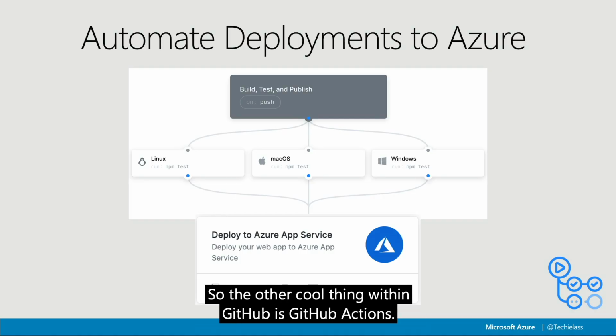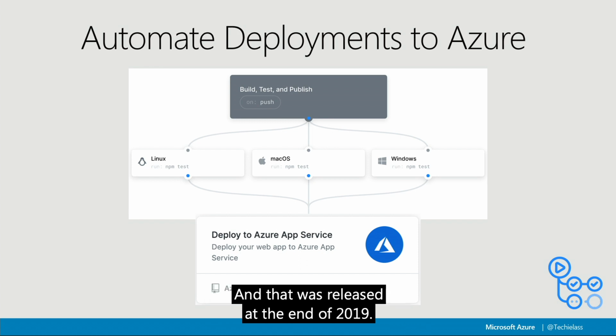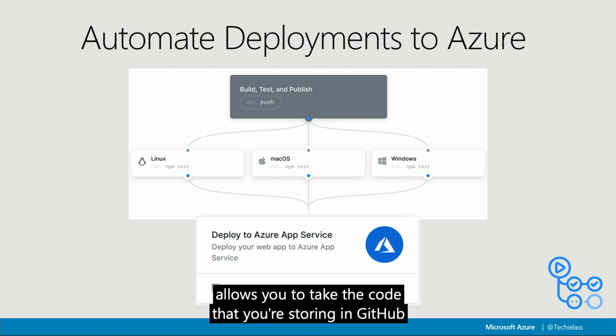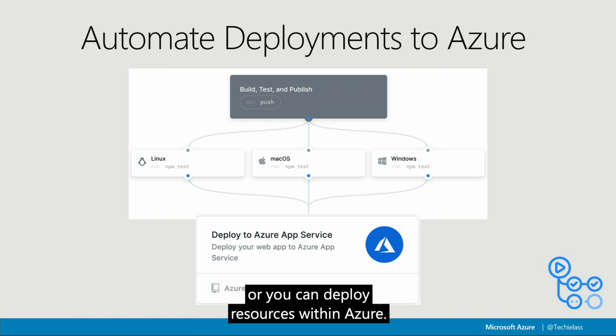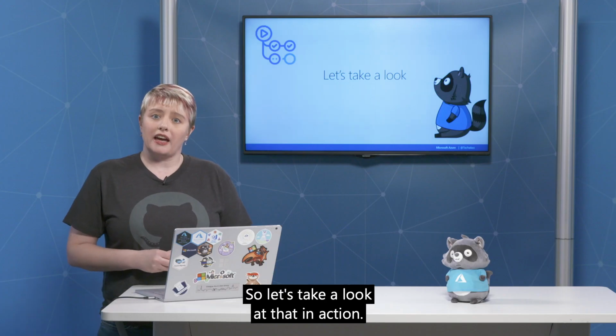So the other cool thing within GitHub is GitHub Actions, and that was released at the end of 2019. And again, in its simplest form, it allows you to take the code that you're storing in GitHub and do deployments, so you can build software or you can deploy resources within Azure. So let's take a look at that in action.